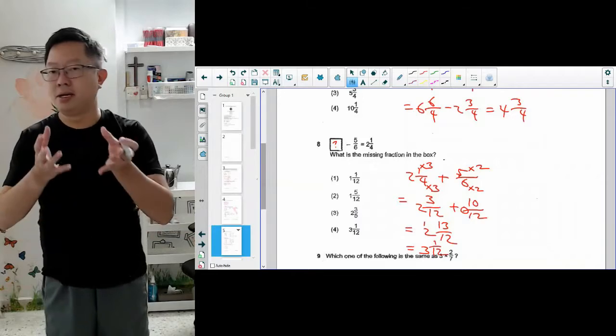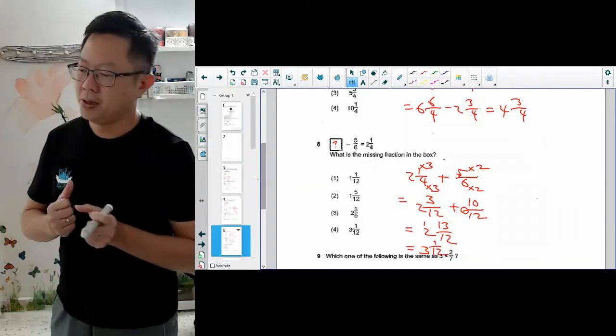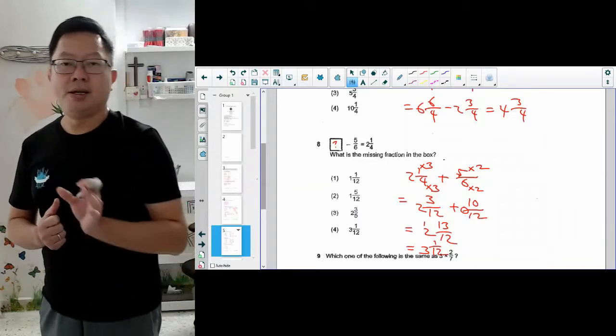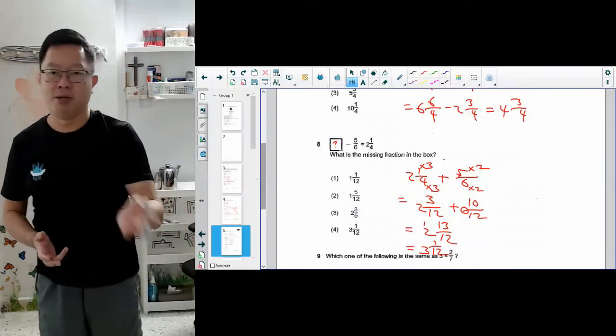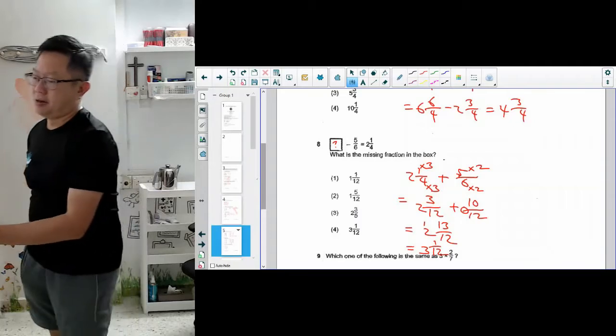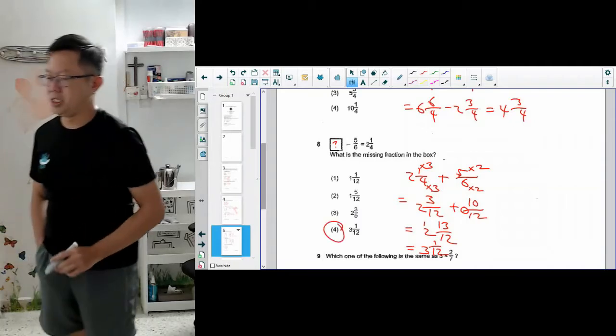So that's how you take out 1 whole, right? Take out 1 whole, and then what is the leftover? That will be 1 over 12. 13 over 12 minus 12 over 12, you get 1 over 12. So your missing fraction is 3 and 1 over 12.